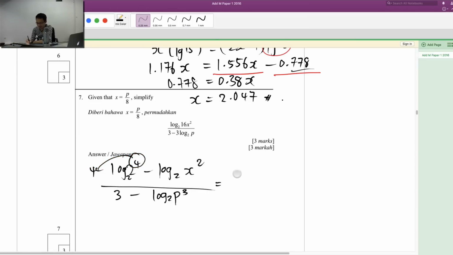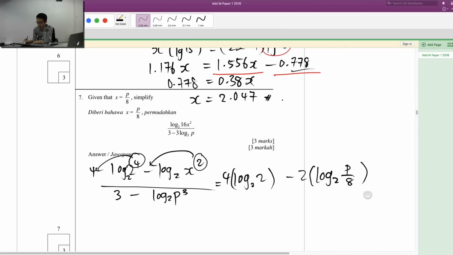Yep, it's okay. I just write again. So therefore, I will get log 2, and log 2, 2 is 1. The 4 I will move in front. So basically, this one later will become 0. Minus. Yeah, I think I moved the 2 in front also. This is log 2x. We know x basically equals to p over a, isn't it? So over 3 minus. Okay, this one, I think I moved back the 3 in front.